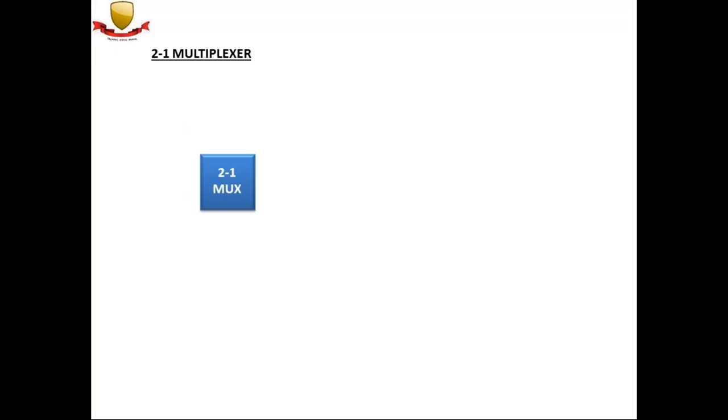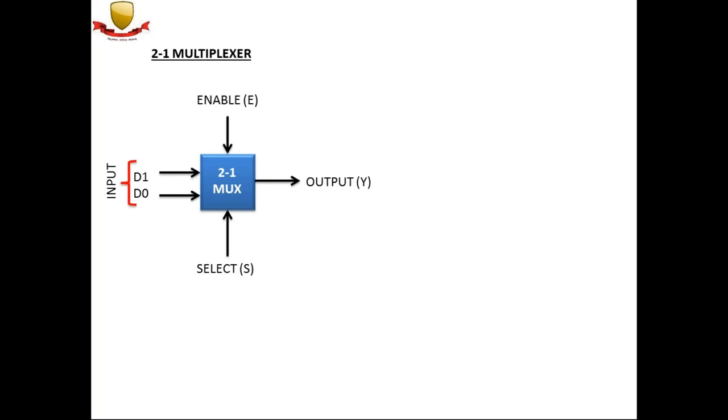If you try to understand the 2x1 multiplexer, it consists of two input lines D0 and D1, one select input and one enable input, and we have one output. Depending on the select input signal, the output is either connected to D1 or D0. If the select line is low, then D0 will be connected, otherwise D1 will be connected.